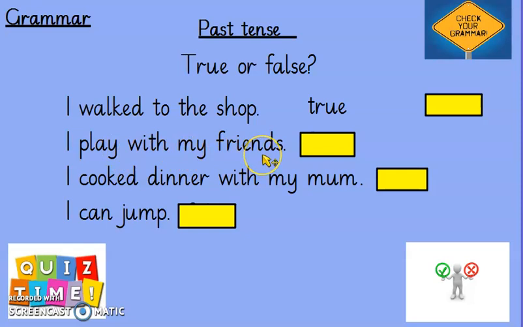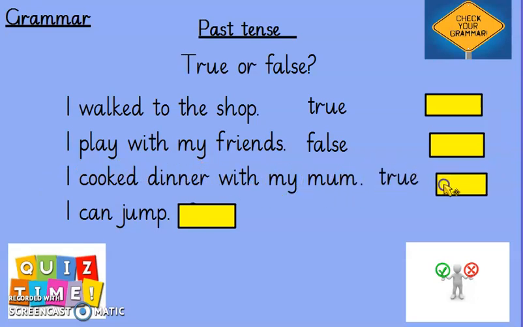I play with my friends. True or false? What do we think? Past tense or not? It is false. I play with my friends is something that's happening now. I cook dinner with my mum. It is true. So it isn't because it's got an ed, so we can guess that one as the past tense. And I can jump is indeed false because it's referring to the present tense. It's referring to something that's happening now, or you're doing something now.